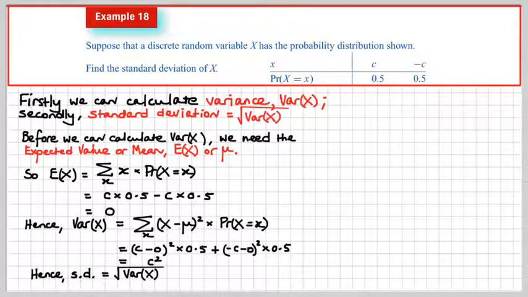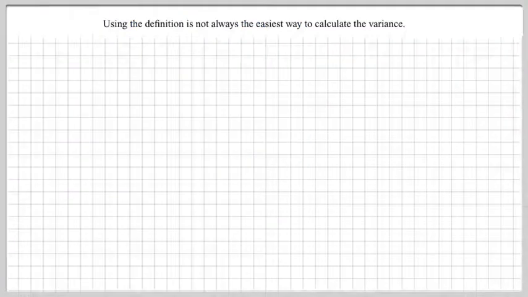So that's the variance of x, and therefore the standard deviation will be the square root of that, which would be that. So it looks like the standard deviation was just simply c. That was nice and convenient, wasn't it? But that's the long way of doing it, and you'll very seldom be asked to do it the long way.